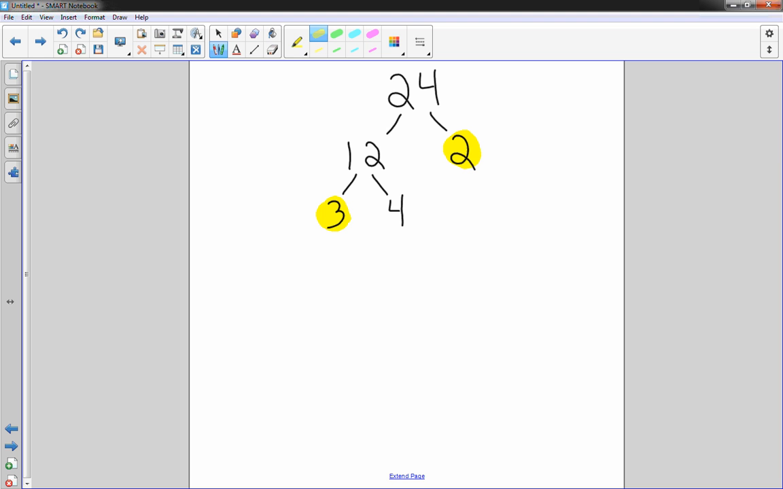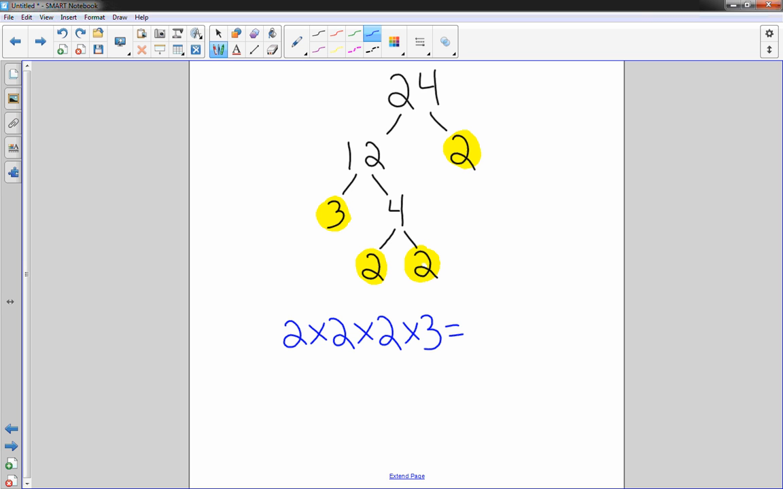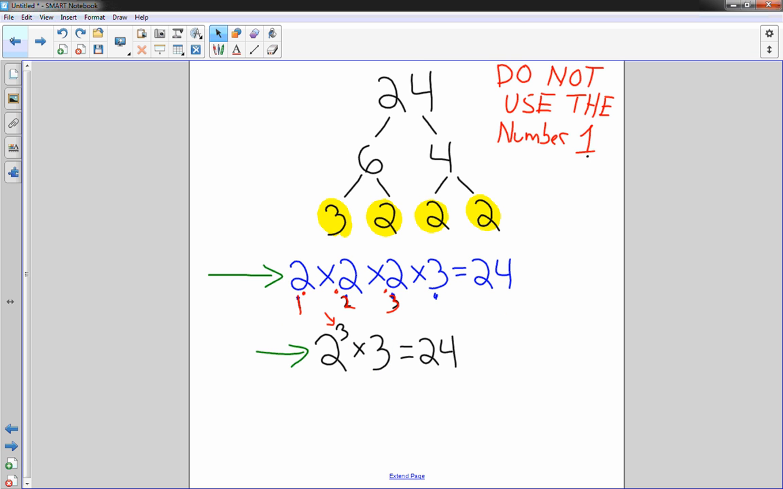I like to highlight them. You could circle them or underline them, but highlighting them kind of helps you visualize that those branches are done. 4 is not prime, though, and 4 is made up of 2 times 2. And if I highlight them all, I can see I got the same answer that I did on the previous page. So let me just write it down here real quick. I got 2 times 2 times 2 times 3 equals 24. If I go back to my previous page, I got the same thing.